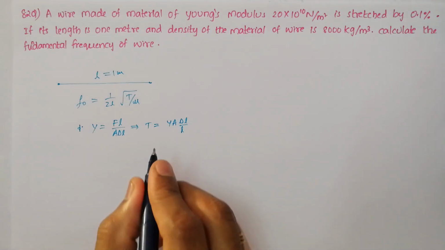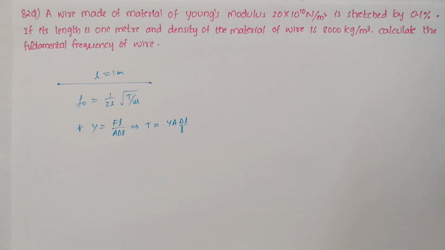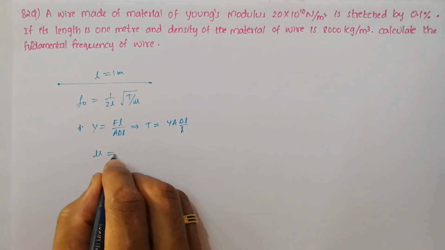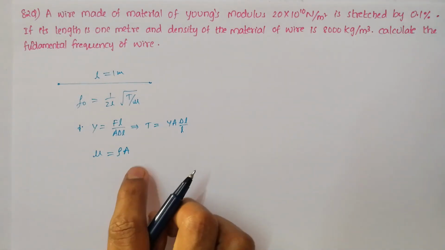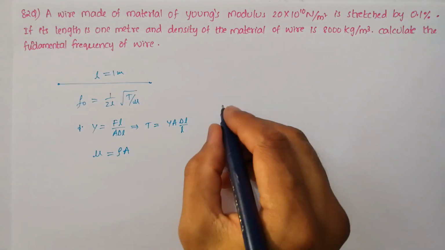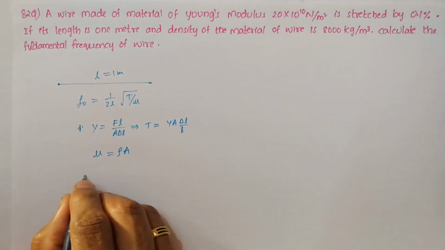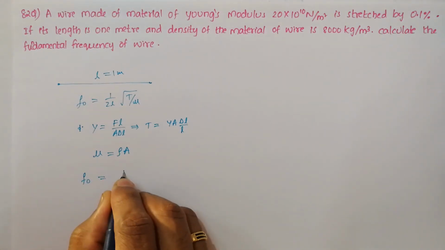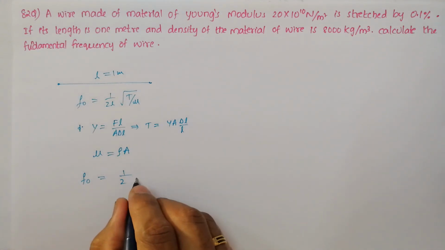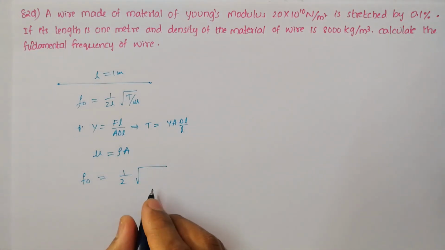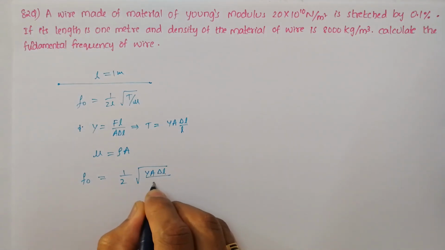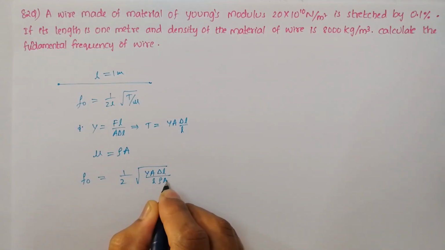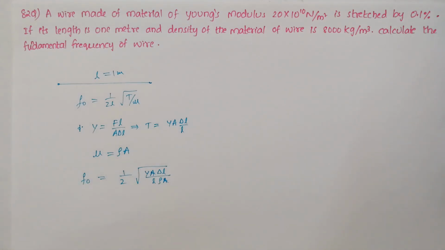Next, we know the relation between linear mass density and volume density. So mu is equal to rho into area of cross section. Now if I substitute these two in the fundamental frequency, I'll get f naught as 1 by 2 into under root Y A into delta L by L divided by rho A. So area of cross section cancels.